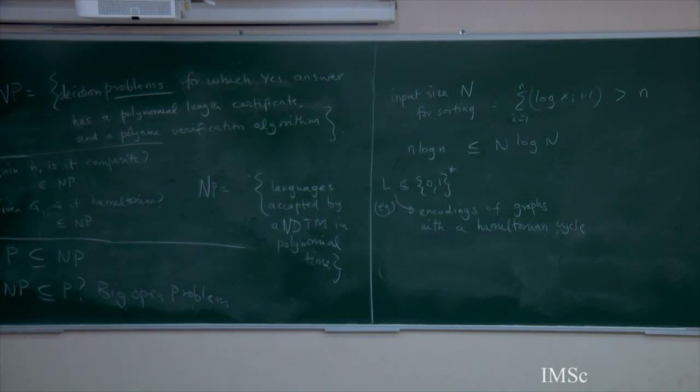We have not proved that it does not belong to P, right? Because this is all about lower bounds and we don't know. We have not been able to show that some problem actually requires more than polynomial time. It's just that we don't know. Based on current knowledge, we do not have a polynomial time algorithm for this.